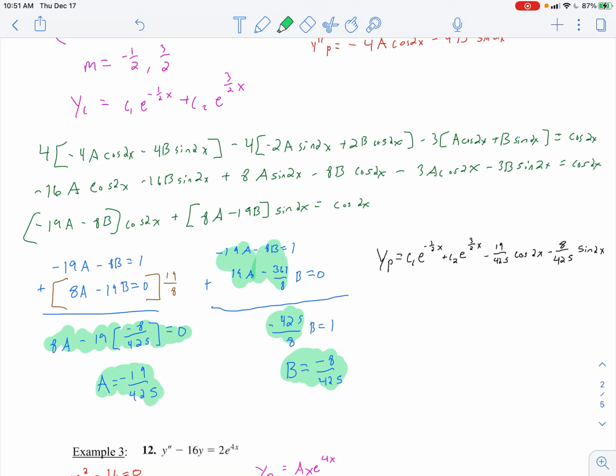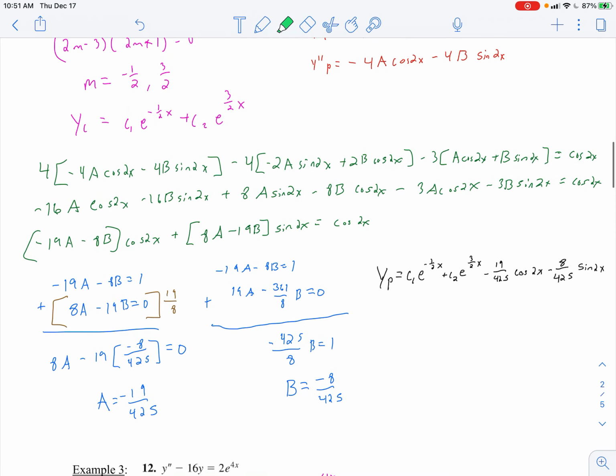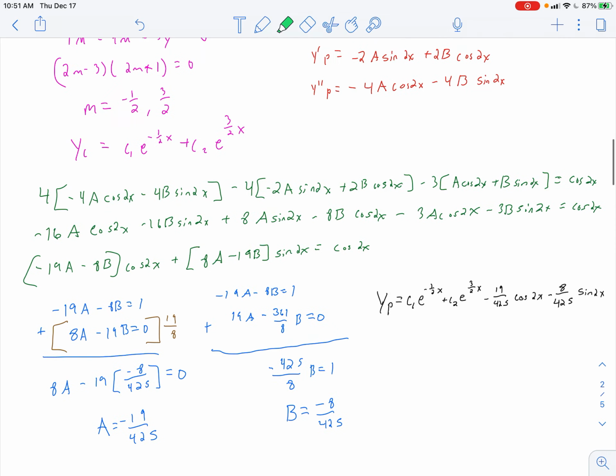So there's the a. Now I found my a and b. All I have to do now is plug this into my y equals. Here's my y sub c, and then I plug in the a and the b for cosine 2x and sine 2x for my particular solution. That should not say y sub p, it should say just y equals that.